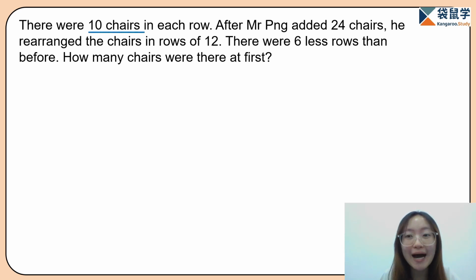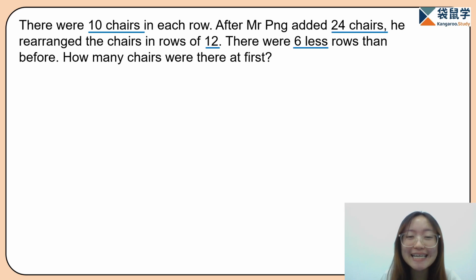After Mr. Peng added 24 chairs, he rearranged the chairs in rows of 12. So let's underline 24 added and rows of 12. Now there were 6 less rows than before. How many chairs were there at first?